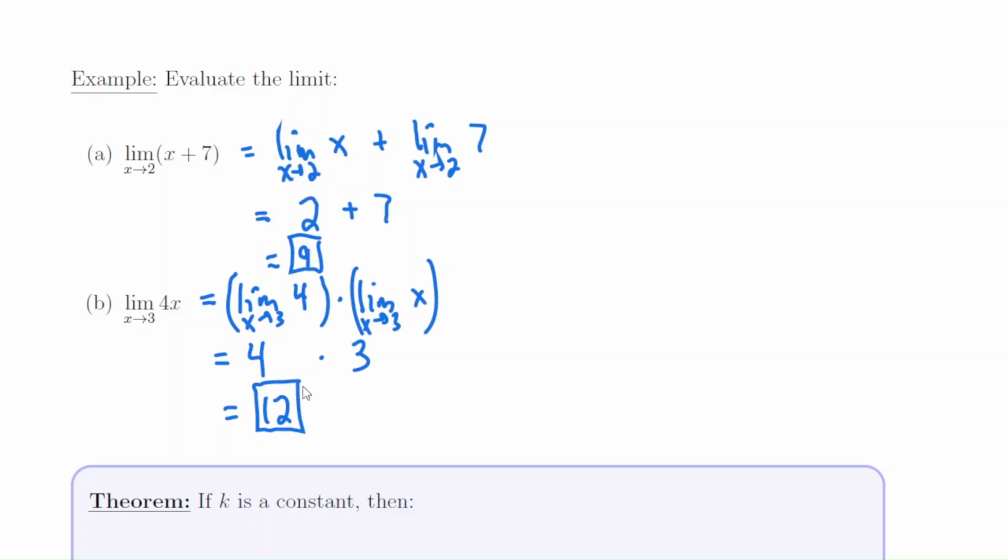Okay, in fact, notice what this ended up being here. The fact that the limit as x approaches 3 of this constant 4 is 4. We could have written it like this.